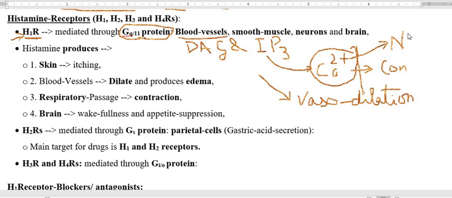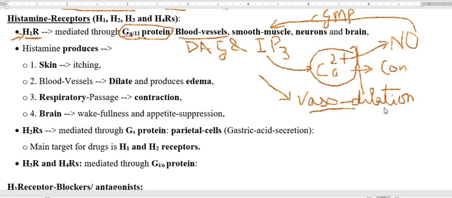This nitric oxide, once it gets released, is now going to act on the nearby vascular smooth muscle to produce relaxation through production of cyclic GMP. Through cyclic GMP, this is going to produce the relaxation, and therefore it gives rise to vasodilation.